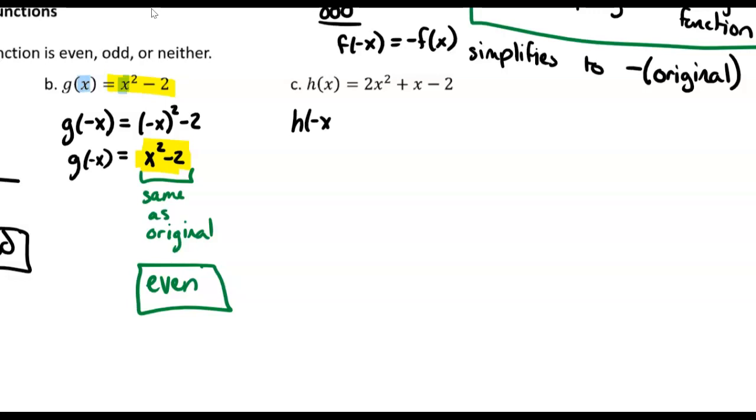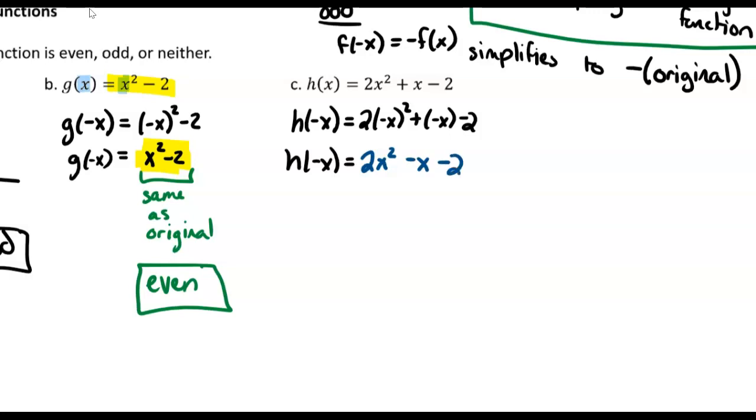So remember, we always start by plugging in a negative x everywhere there's an x. So this equation has 2 x's in it. So I'm going to plug it in everywhere. So the h of negative x just is telling the reader I plugged negative x into function h. Now, it's 2 times negative x squared, which is negative x times negative x, which is x squared. All right, and then plus a negative x is the same as minus x, and then minus 2.